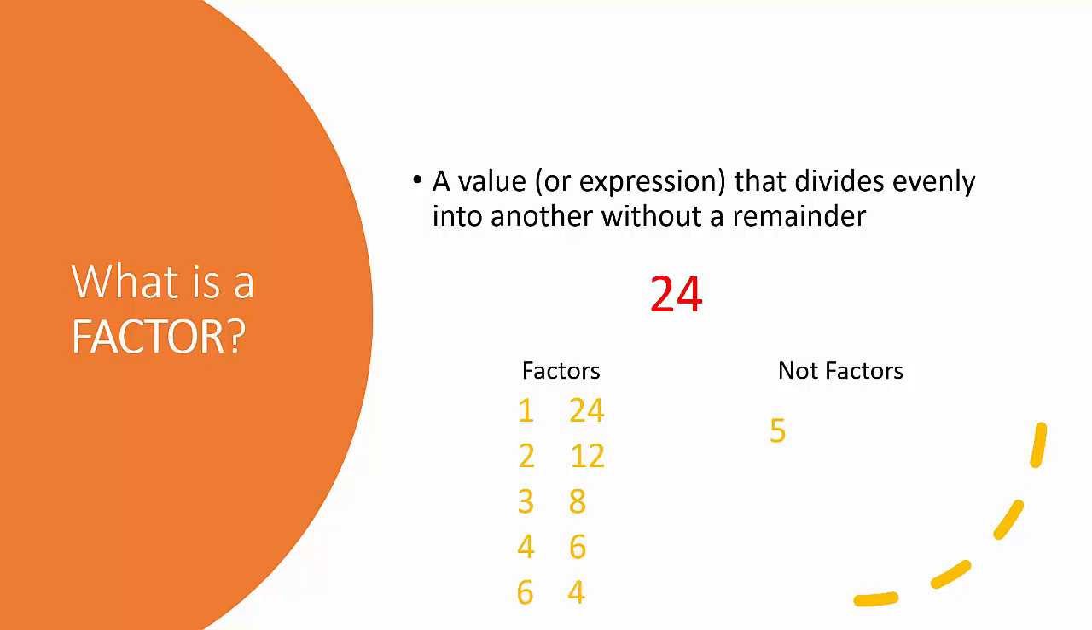Next on the list, we'd have 6 times 4. Now notice we already have 4 times 6 on our list, which means we're beginning to repeat pairs. Once that starts to happen, we know that we've found our entire list. So all of the numbers between 1 and 24 that aren't on this list of factors, such as 7, 13, 23, right? All of these numbers are not factors.